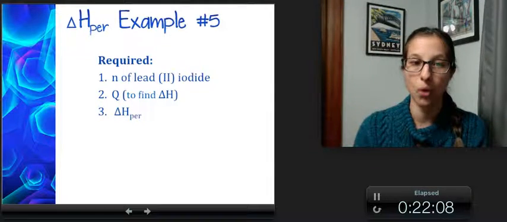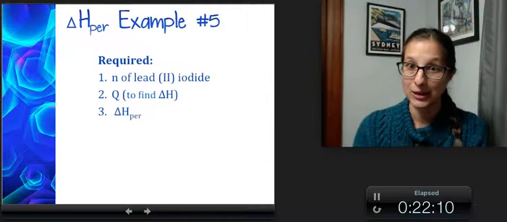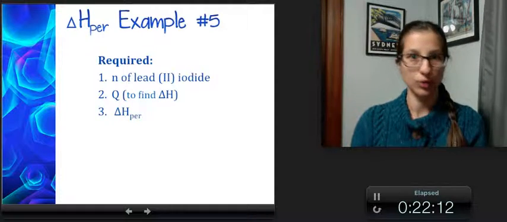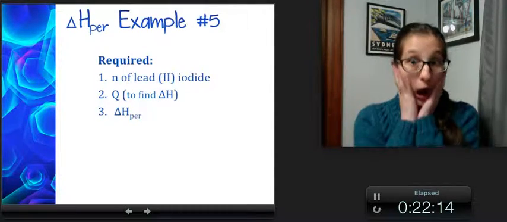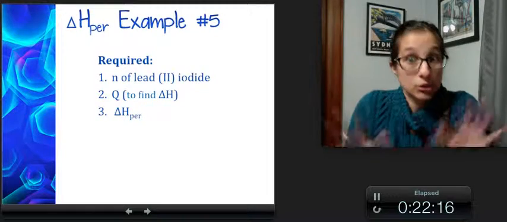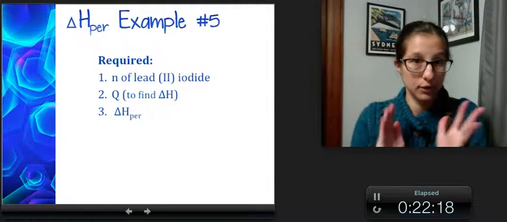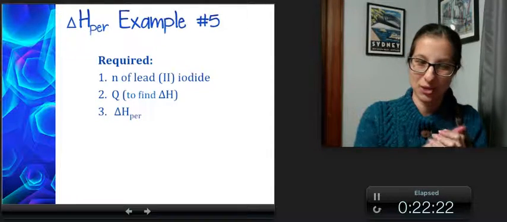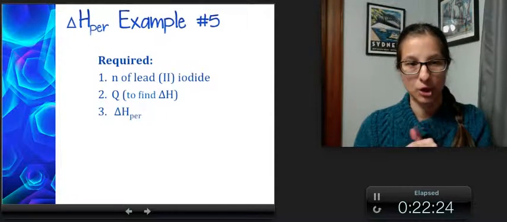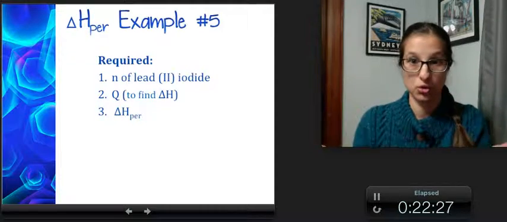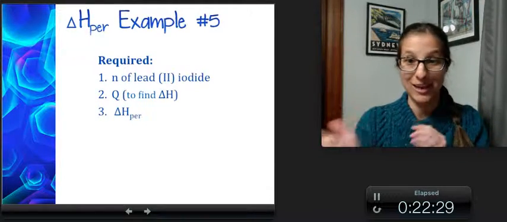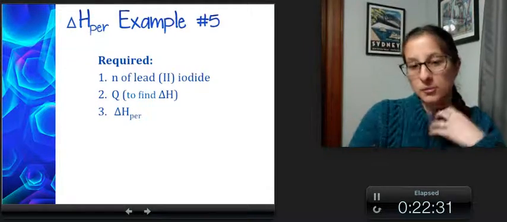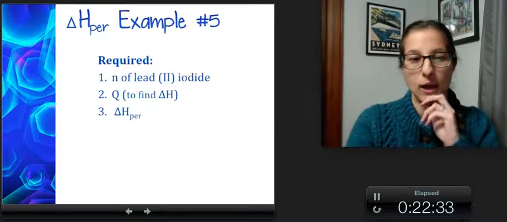I need to find the moles of lead-2 iodide, and I am going to use a molar ratio to do this. Okay, that's grade 11 stuff that hopefully you also remember. Once I find the moles of my lead-2 iodide, I'm going to get my Q of the solution to find my delta H, and then I'll have my delta H of precipitation, which is my molar enthalpy.